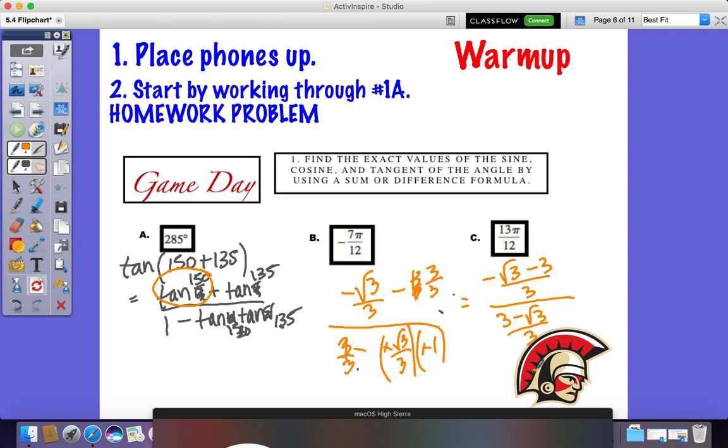Okay? Now, since these two fractions have the same denominator, what can we do? If I flip this to the top, you'd be right, Hannah. So the 3's would cancel, wouldn't they? So what would happen is you'd have negative square root of 3 minus 3, all over 3 minus root 3. I cannot cancel there because the signs aren't the exact same. So we'd leave it as negative root 3 minus 3 all over 3 minus root 3.